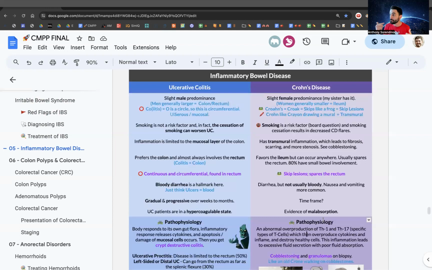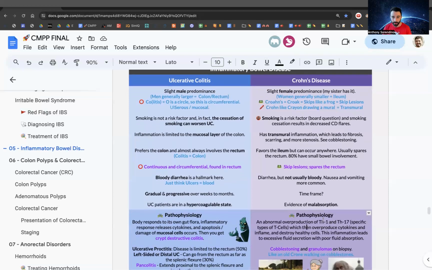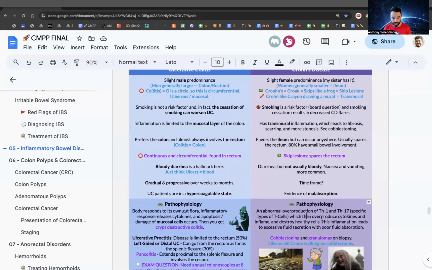Smoking and ulcerative colitis: the very first day of class, they asked us if there's one condition where smoking can make it better, and the answer is ulcerative colitis. We've come full circle. So smoking is not a risk factor, and in fact, stopping smoking can worsen ulcerative colitis. Smoking is a risk factor for Crohn's disease. This is a board question, and it's definitely going to be a question on Monday. Smoking cessation results in decreased Crohn's disease flares. Actually, I think it's the biggest modifiable risk factor for Crohn's. This compare and contrast actually does work.